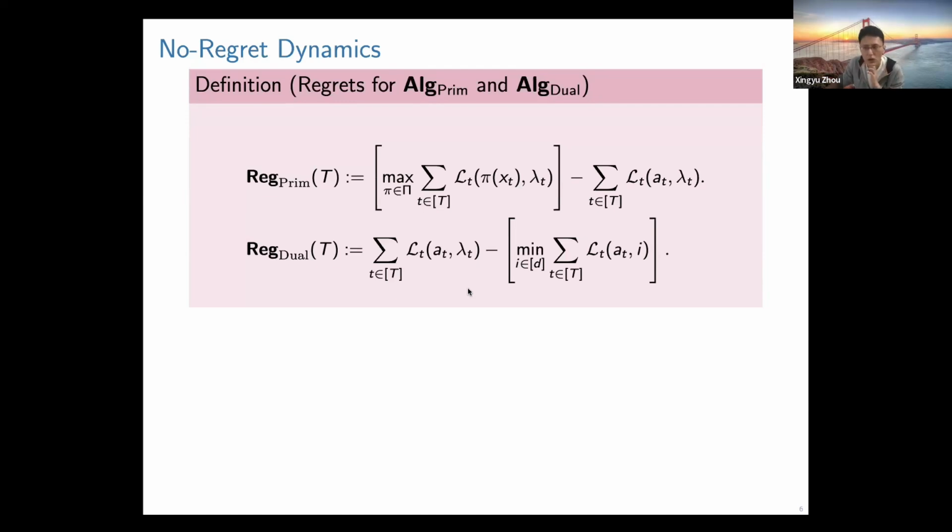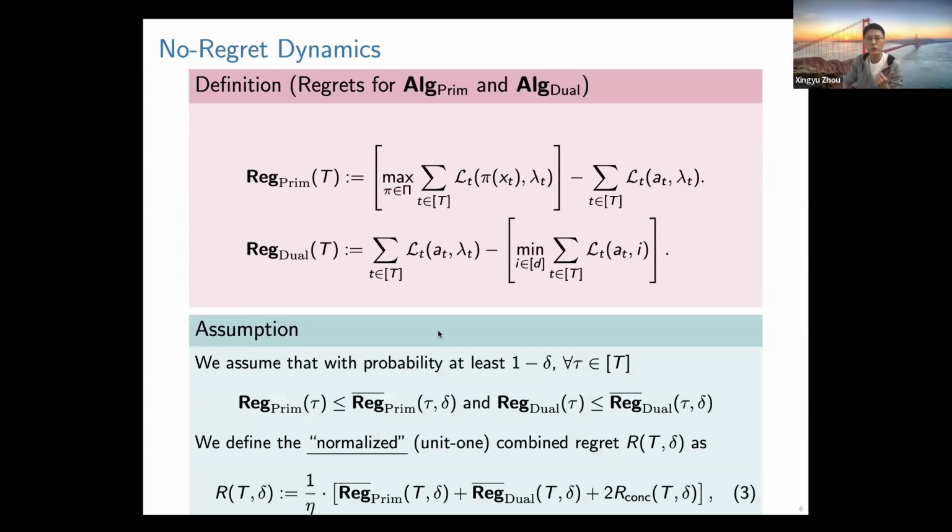Okay, so this is a primal regret and a dual regret. The condition we require to be true in this paper for the theorem is that, with high probability, there is an upper bound on the primal regret and an upper bound on the dual regret. Okay, and we merge them together and we normalize it.